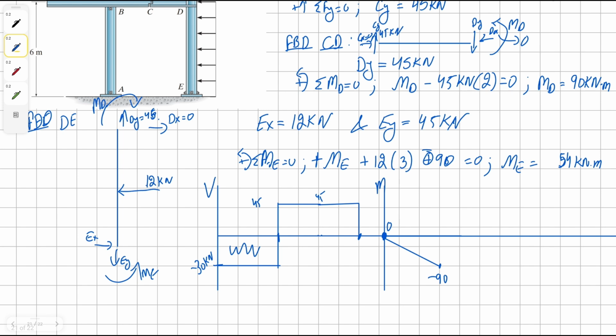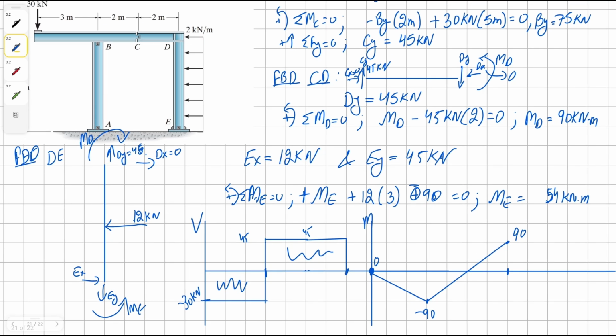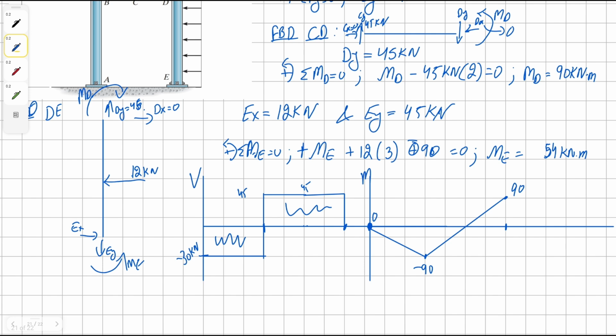And then our next area is this whole area, which is going to be 45 times 4, which is 180. So we're going to travel for 4 meters, and we're going to go to positive 90. And then from 90, we're going to have our moment, which we said is counterclockwise at D. So this means we can get back to 0 with the help of that. And as for our intersection, it will happen where we had CY earlier in the shear diagram, which I'm going to highlight in red. So this will be at 5 meters.